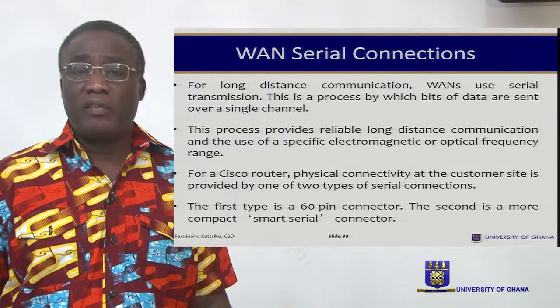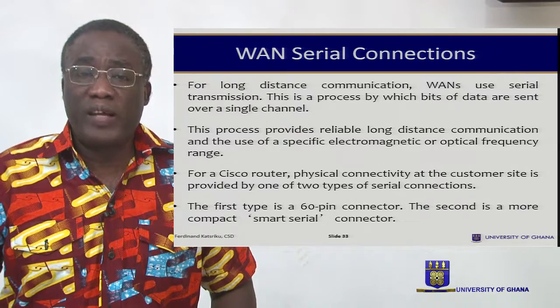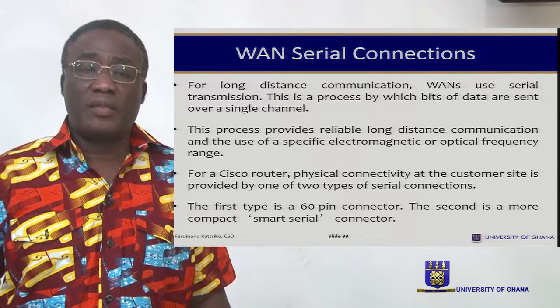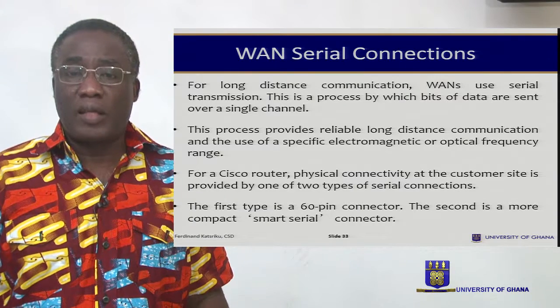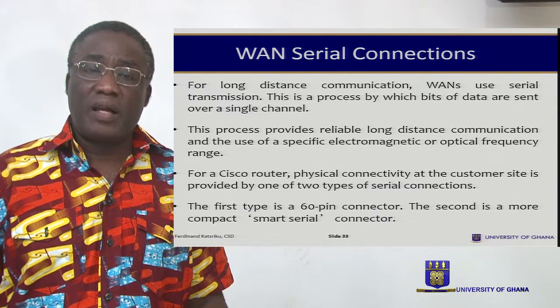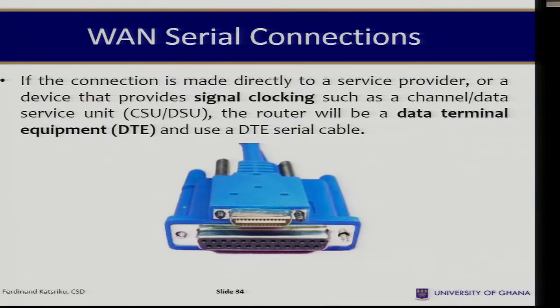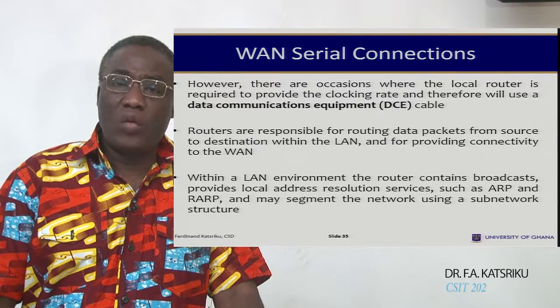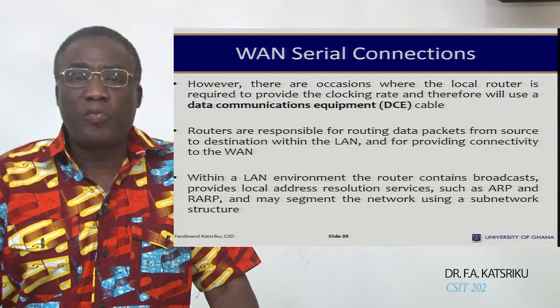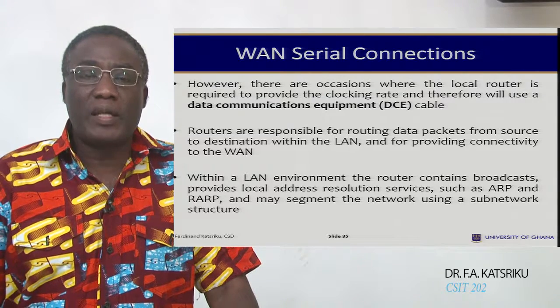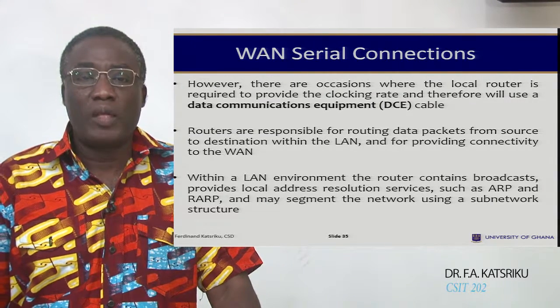For a Cisco router, physical connectivity at the customer site is provided by one of two types of serial connections. The first type is a 60-pin connector. The second is a more compact smart serial connector. If the connection is made directly to a service provider or a device that provides signal clocking, such as a channel service unit/data service unit, the router will be data terminal equipment and use the DTE serial cable that is shown. However, there are occasions where the local router is required to provide the clocking rate and therefore will use a data communication equipment cable.